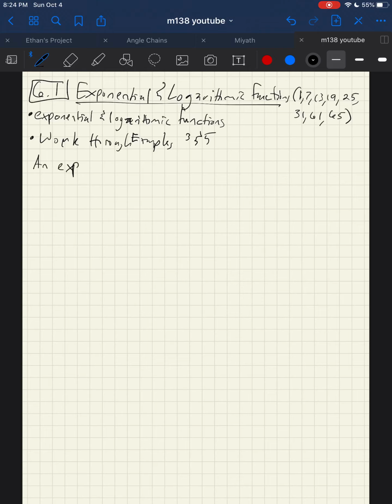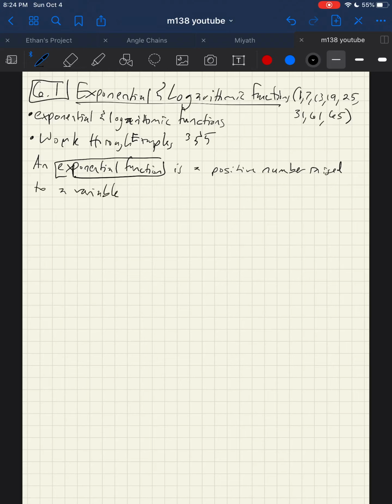So an exponential function, at least for our purposes, is a positive number raised to a variable. So for example, 2 to the x. Okay, so that's an example of an exponential function. 2 is positive, and I'm raising it to the exponent x.